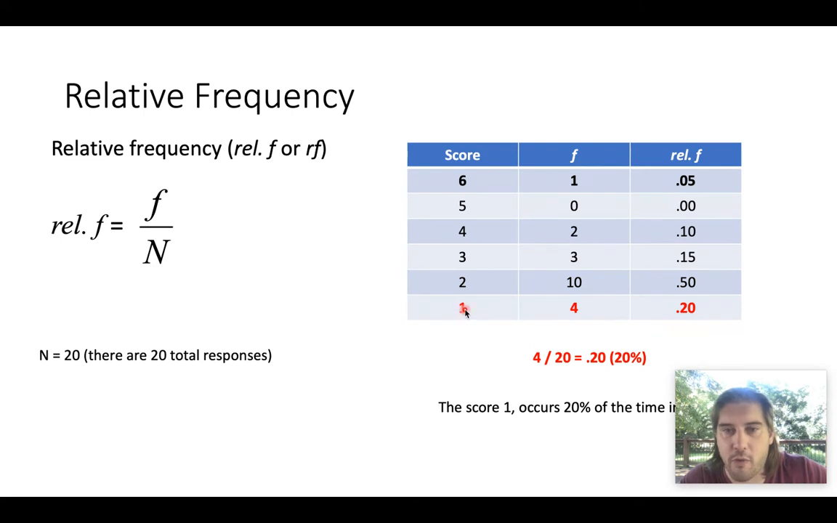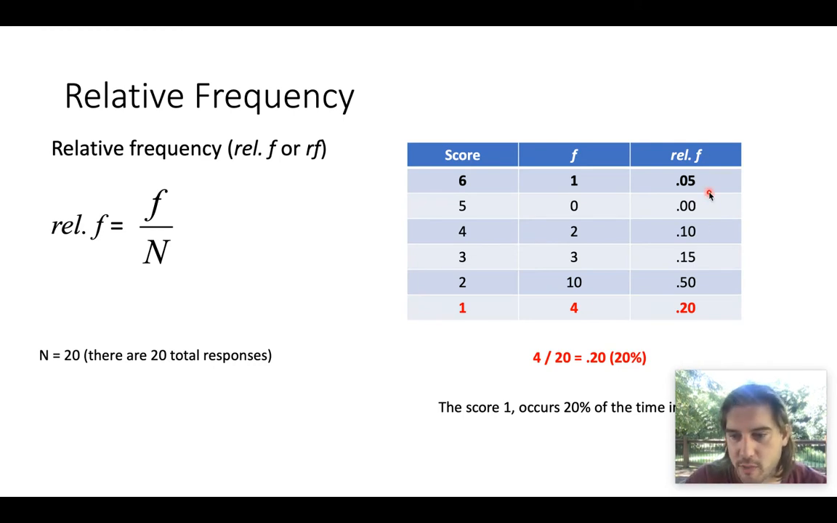We can do that for each score, right? Score number 1 occurs 4 times. 4 divided by 20 is 0.2, or 20% of the time. Notice how score 5 has a frequency of 0. No one responded with a 5. That's fine. 0 divided by 20 is 0, right? The relative frequency, the proportion of the score 5 is 0 because it doesn't exist in the data set.